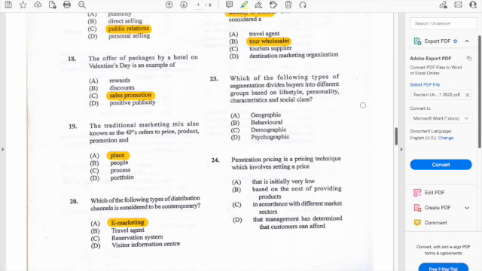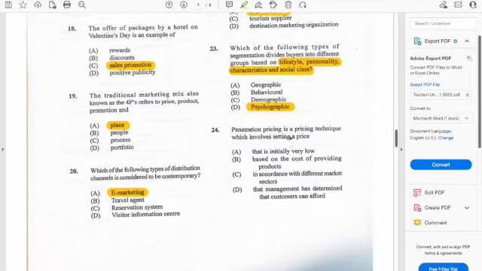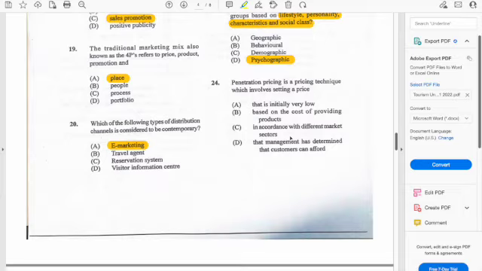Which of the following types of segmentation divides buyers into different groups based on lifestyle, personality, characteristics, and social class? That's definitely psychographic. Penetration pricing is a pricing technique which involves setting a price that is initially very low.